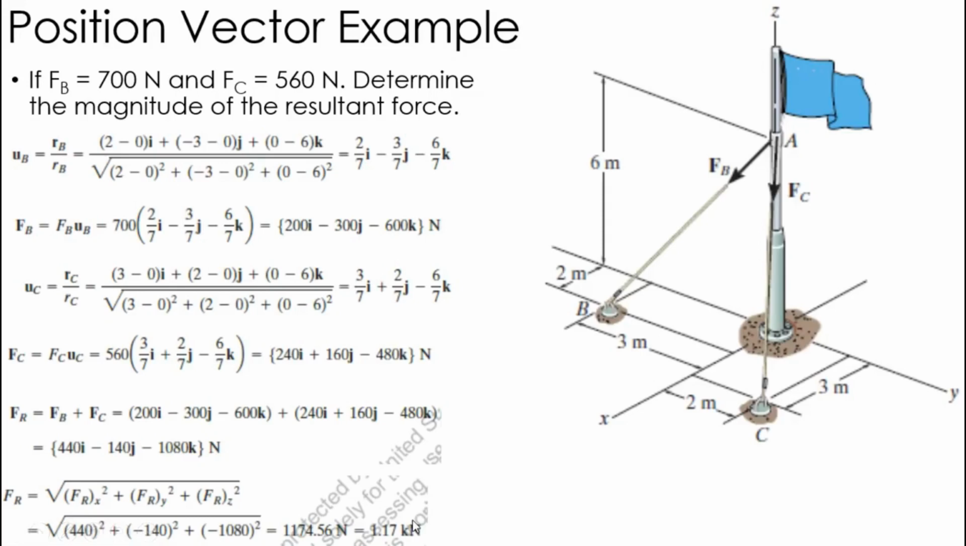So again, you just write each force in Cartesian form, sum up your x's, y's, and z's to get your resultant force. In order to write those in Cartesian form, you just take the magnitude of the force times the unit vector, which is the position vector of the cable going in the direction of the force, that position vector divided by its magnitude, which is the length of the cable. That gives you your unit vector. Multiply that times the magnitude of the force to give you the force vector written in Cartesian form.